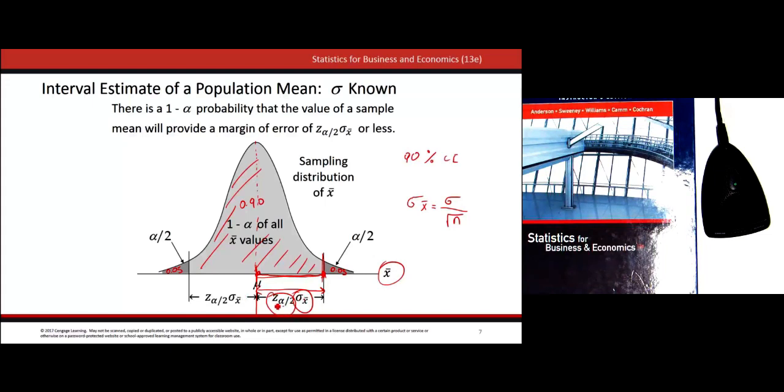And how do we find this Z alpha over 2, such as for alpha 0.05?